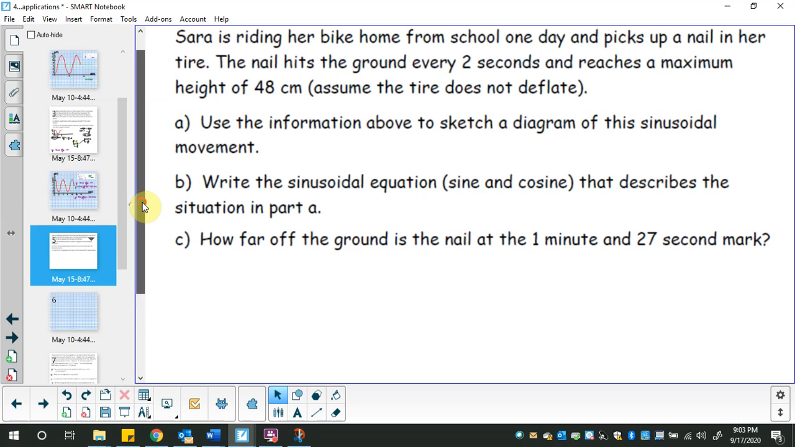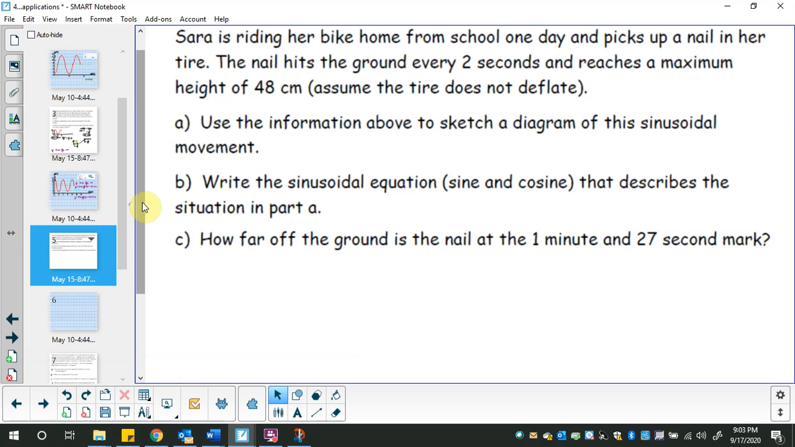So this question. Sarah is riding her bike home from school one day and picks up a nail in her tire. This is pretty funny because I actually got my 3rd flat tire of the summer last week. The nail hits the ground every 2 seconds and reaches a maximum height of 48 centimeters. Assume the tire does not deflate, which can happen if you've got really good tires.